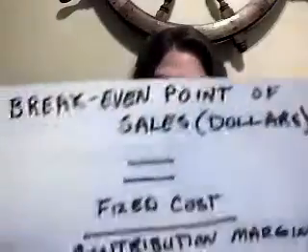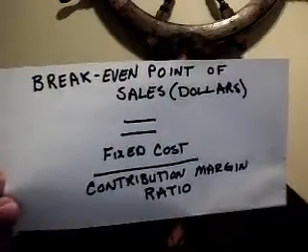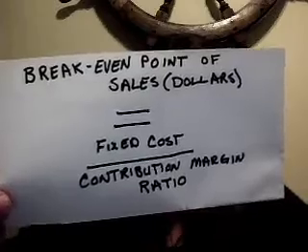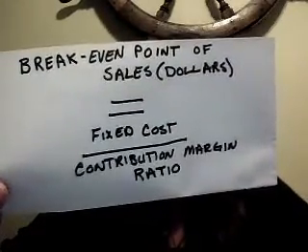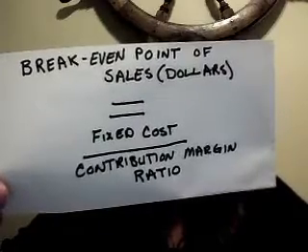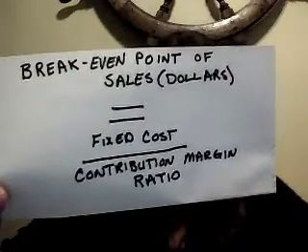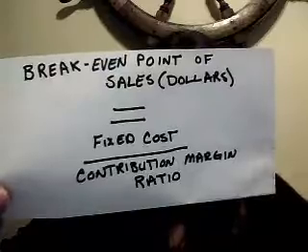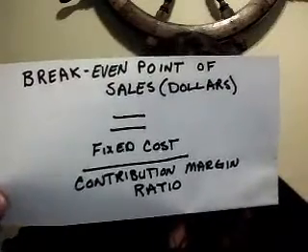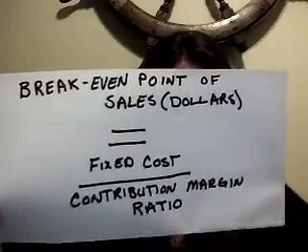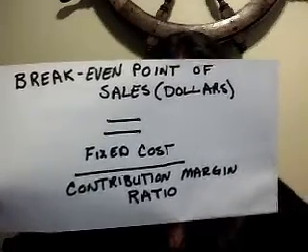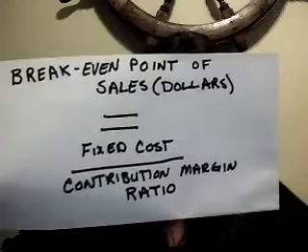The second formula we need to look at is how to find the break-even point of sales in dollars. To find this, we need to divide fixed cost by the contribution margin ratio, which is the percentage of each sales dollars available to cover fixed costs and to provide income from operations. To find the contribution margin ratio, we need to divide the unit contribution margin by the unit selling price.